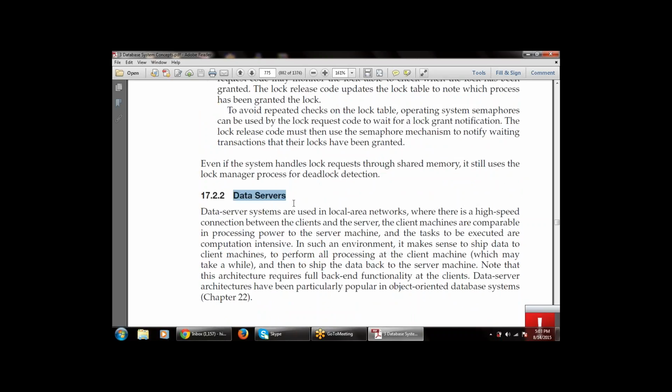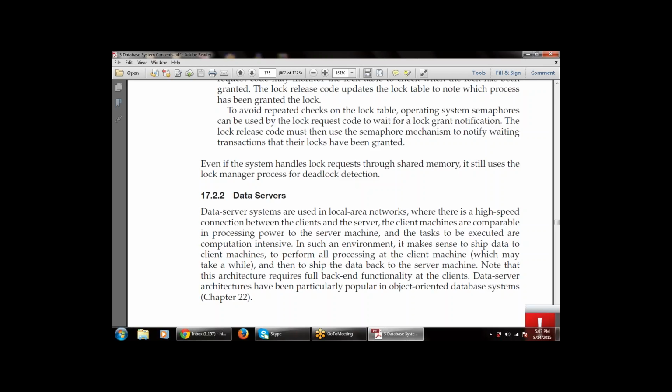Then there are data servers. Data server systems are used in local area networks, where there is a high-speed connection between the clients and the server. So a high-speed connection is maintained between the client and the server.